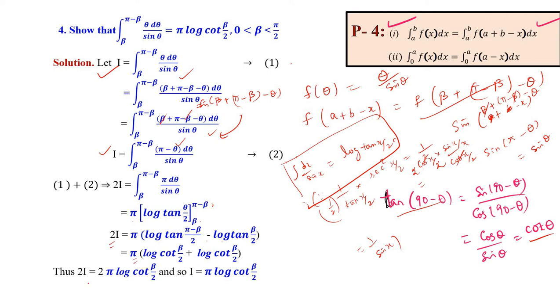So 2 times log cot beta by 2 that we get. Already pi is there. So 2i equals 2 pi log cot beta by 2. And we can cancel 1, 2. So we are left with I is equal to pi log cot beta by 2.